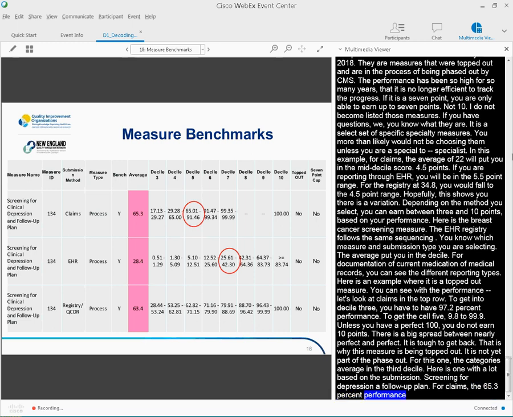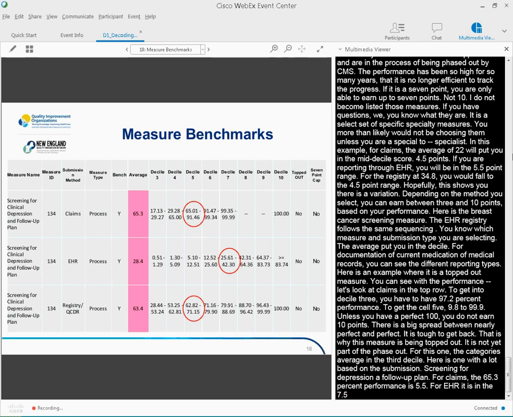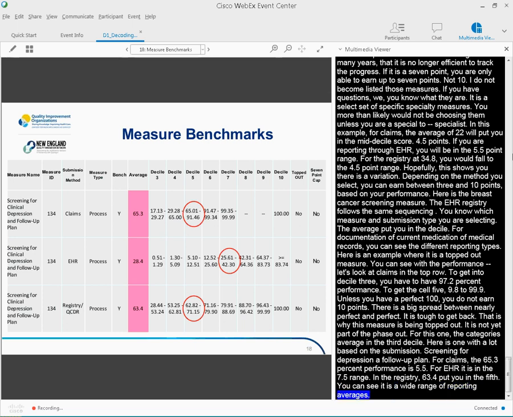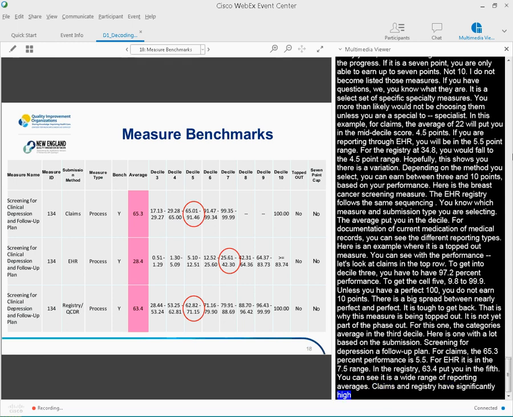For EHR, you're in the 7.5 range for your 28.4. And then in the registry QCDR, the 63.4 puts you again in the 5th. You can also see here the pretty wide range of reporting averages. So claims and registry really expect you to have significantly higher performance, almost triple what that is of the EHR, in order to get even fewer points.